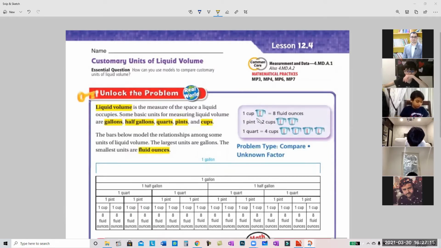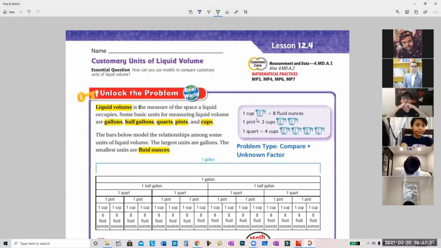Okay, in the previous two lessons, we learned about customary units of weight and length. And in today's lesson, we are going to talk about customary units of liquid volume. Okay, so let's start with this problem. Let's unlock the problem here.